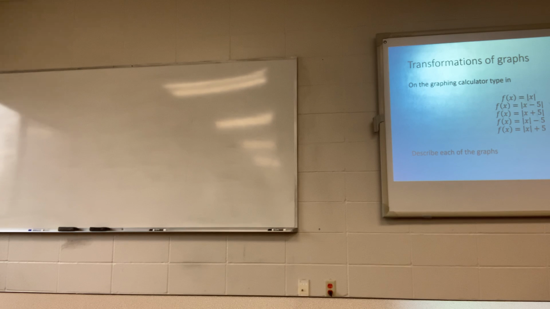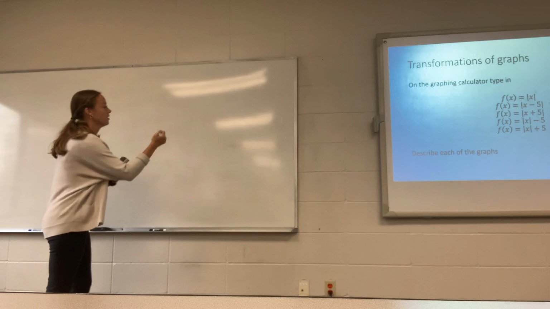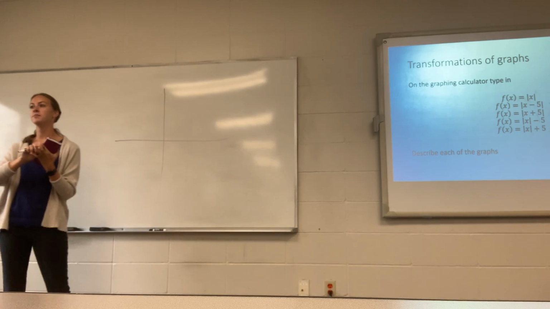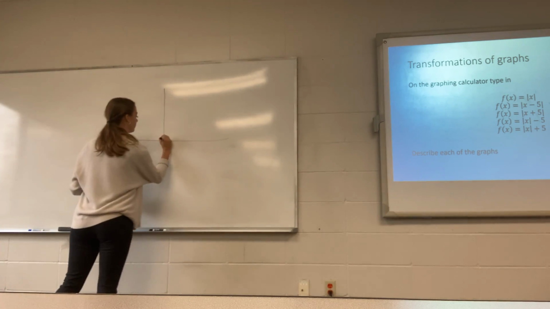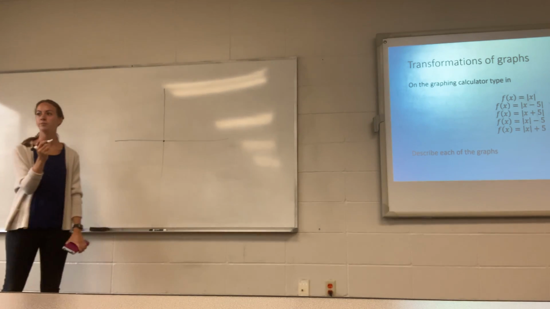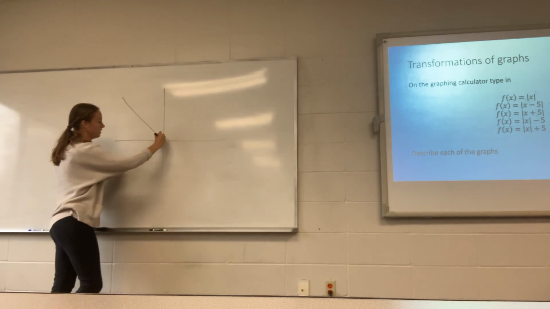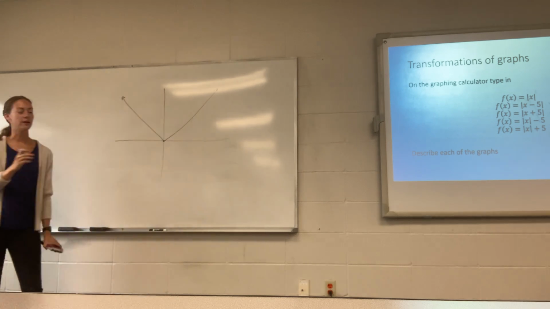No. Okay, so looking at this graph right here, we're just gonna draw them as we go. So our absolute value of x, where's my x-intercept? 0. Isn't that my y-intercept too? And then it's like a V like this, okay? So that's the first one.